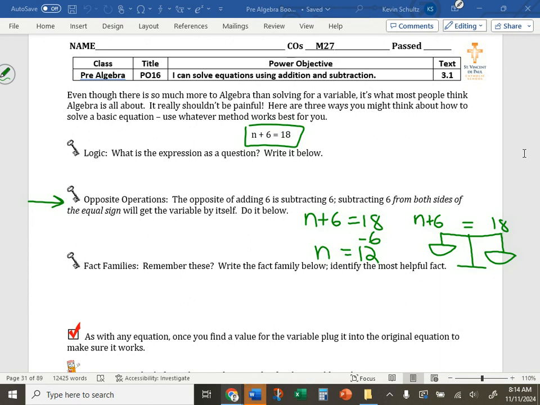Because if you take away 6 from one side, what's going to happen? Where do you also have to take away 6 from to keep this balanced? 18. We already did that. We took away 6 from the right side, but if we only take away 6 from one side, now we're not balanced anymore.